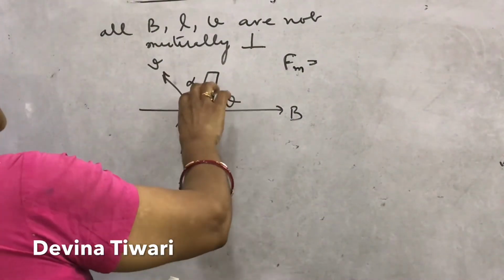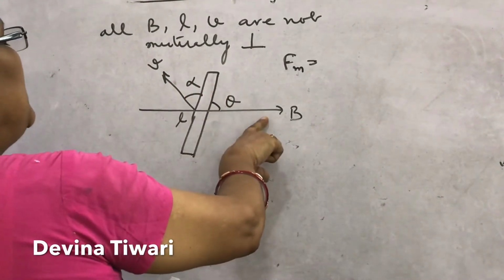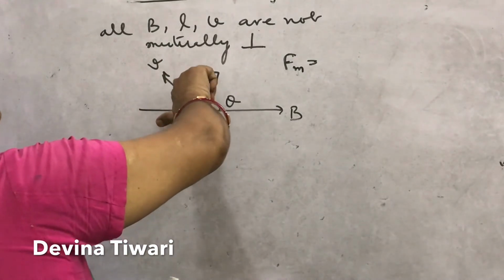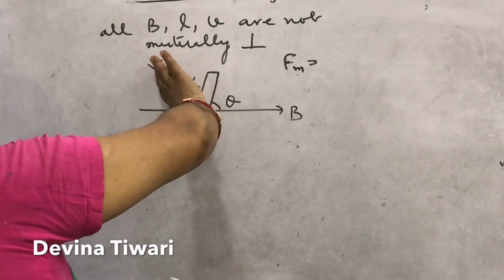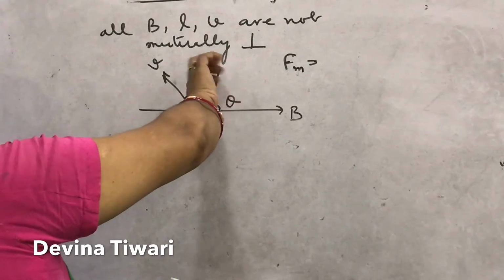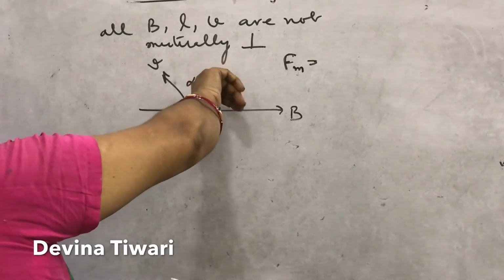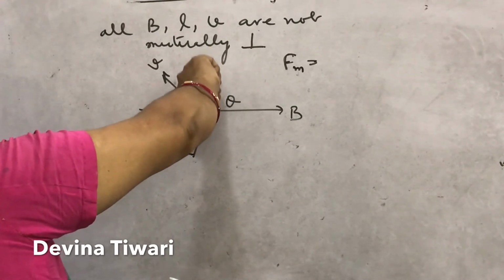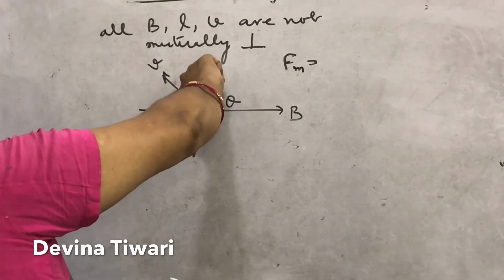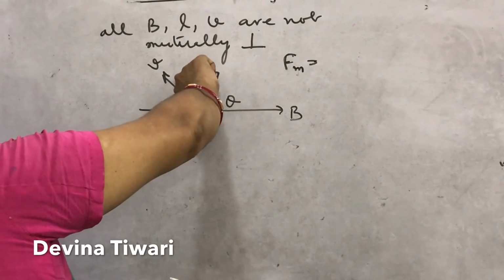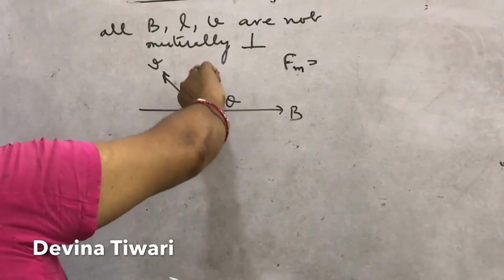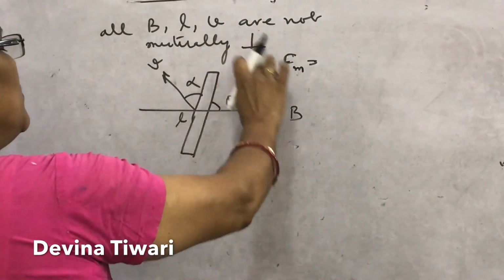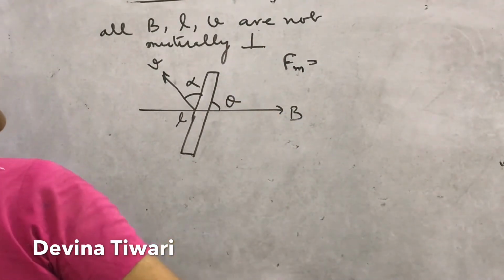You know that if V and B are given in this way, then you have to use the right hand rule: curl the fingers from V towards B, then whatever direction the thumb denotes across the end, that end becomes positive. So what will happen here? If the rod is moving like this, then for this end, from V to B, you can find. How will you find?